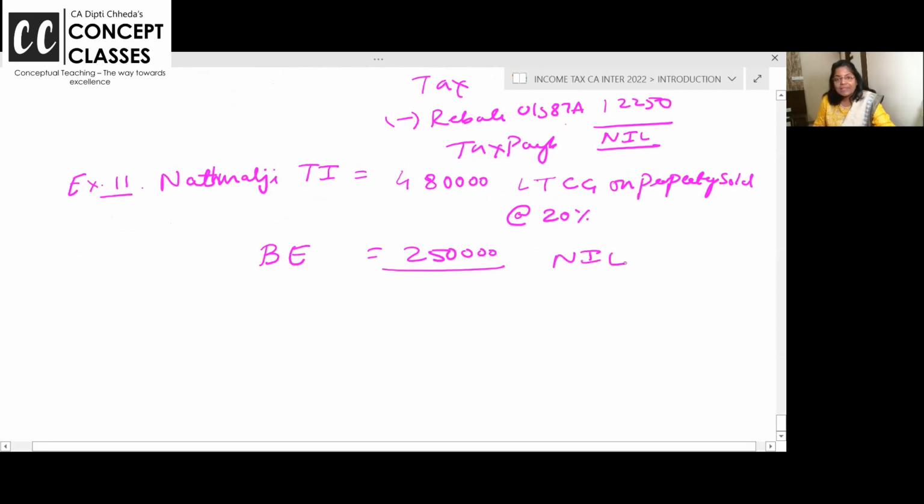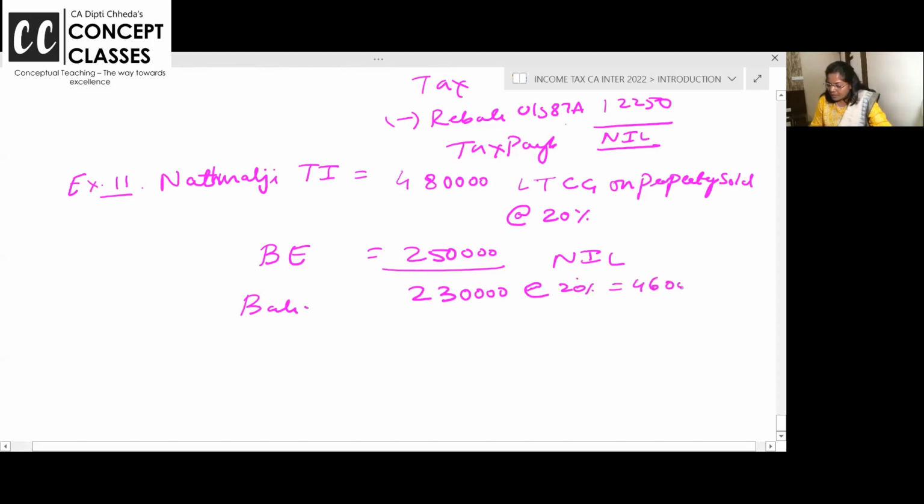Up to 2,50,000 the tax is nil. Now the balance is 2,30,000. Anyone in the class having a doubt? 480 minus 250. 250 is nil, and after 250 on the next 2,30,000 into 20%.